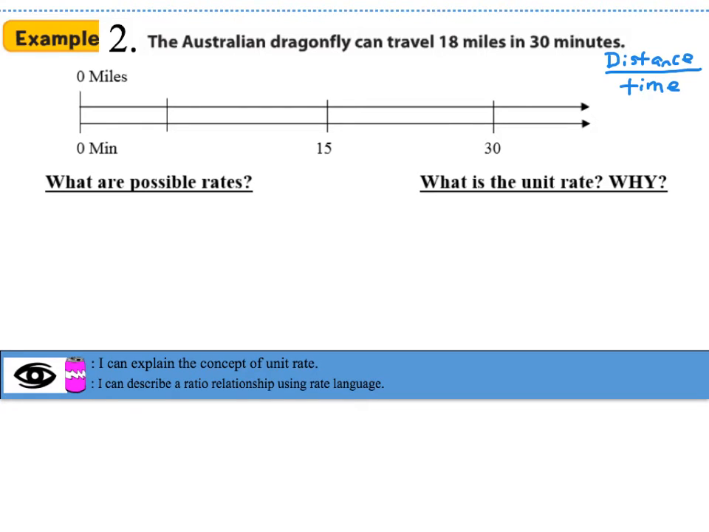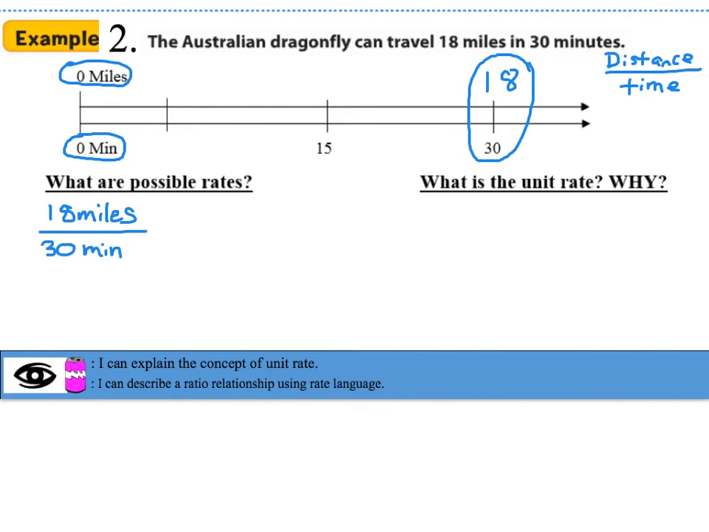If you look at my double number line, miles is the distance, that's why it's on top, and minutes is the time, that's why it's on the bottom. So I know that the problem is giving me 18 miles on the top for 30 minutes, which is the bottom. So that is one possible rate. So we can write that down here as 18 miles over 30 minutes.